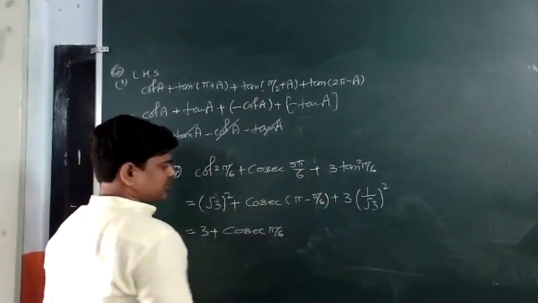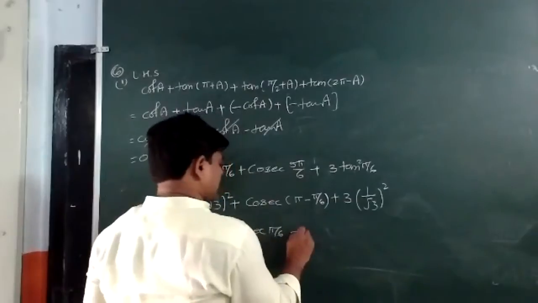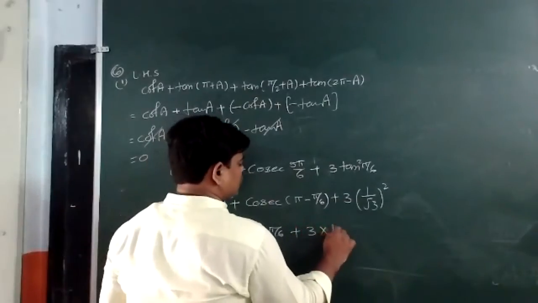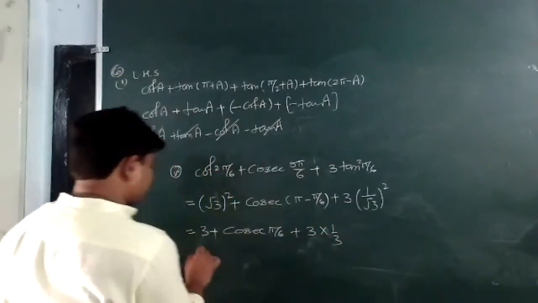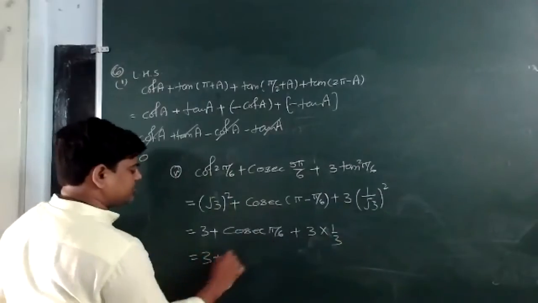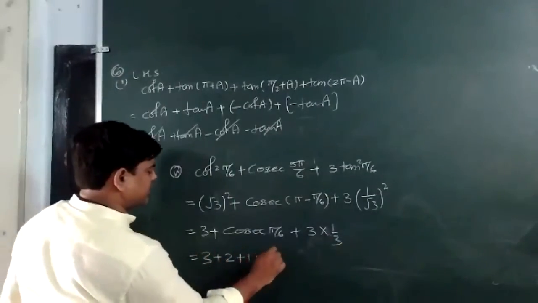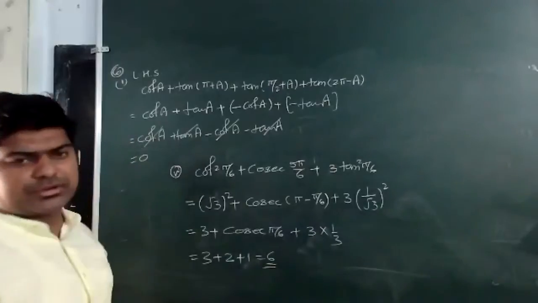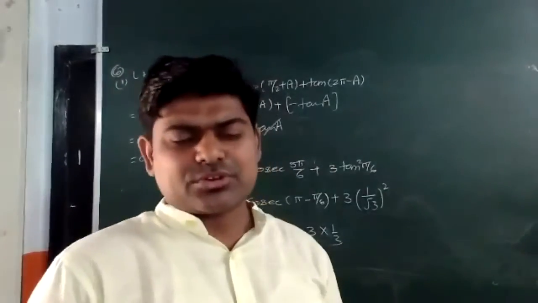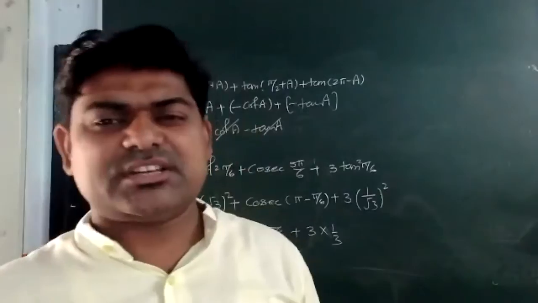Cosec pi by 6. Here you can see it is 3 into 1 upon 3. Now we may substitute the value. Cosec pi by 6 is 2 plus 1, that is 6. It is all required. When you solve the question, you will find that all these things are very easy.